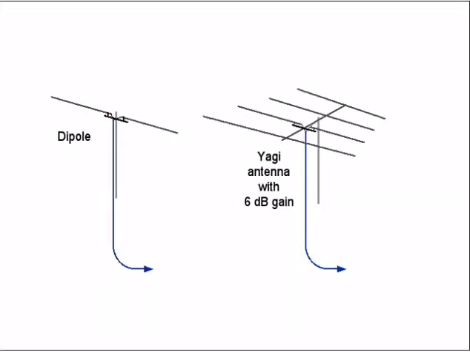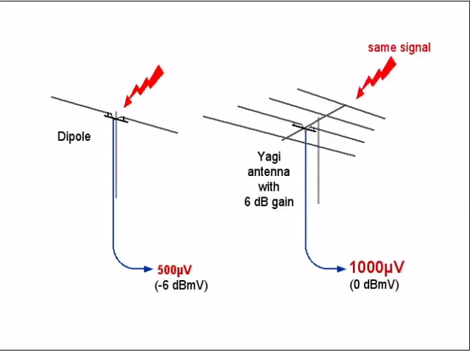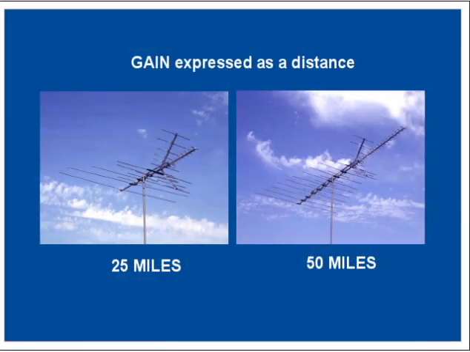For example, an antenna with 6 dB of gain over a dipole will output a signal voltage to the receiving device that's twice as large as the dipole antenna in the same location receiving the same signal. Antenna manufacturers will also express the gain as a recommended maximum distance from the broadcast antenna, such as 25 miles or 50 miles. They assume a typical transmitter radiated power, usually 100,000 watts, and calculate the maximum unobstructed distance that will output at least a minus 10 dBmV signal from the antenna with the antenna pointed directly at the transmitter.